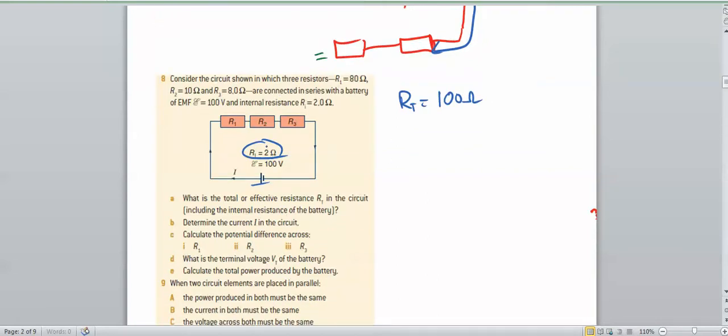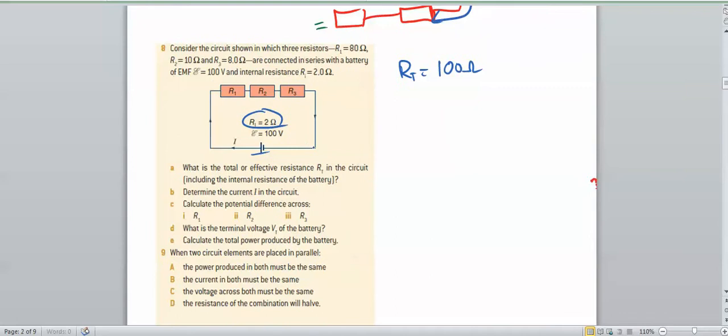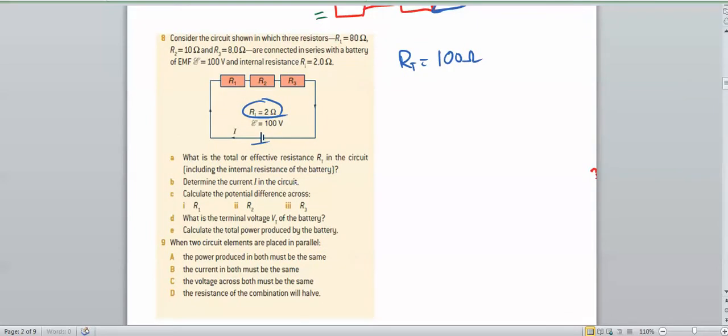Most students don't really have any problems with that. It's more just when they're doing parallel circuits, they have a bit of trouble. Determine the current in the circuit. Well, simple Ohm's law, that one. So for the current in the circuit, I is equal to V over R, which is equal to 100 volts divided by 100 ohms, which is going to give us 1 amp.